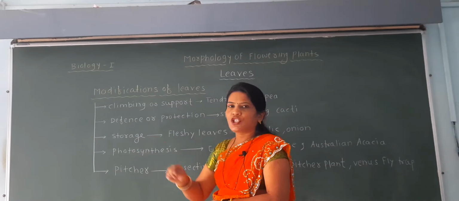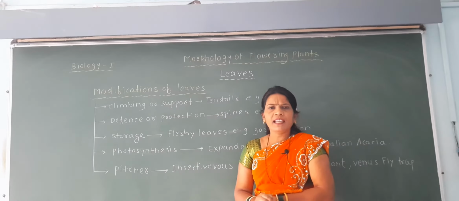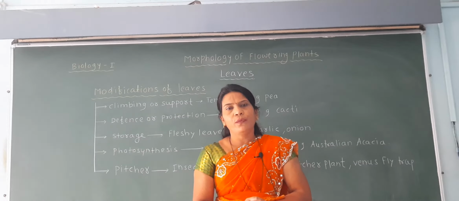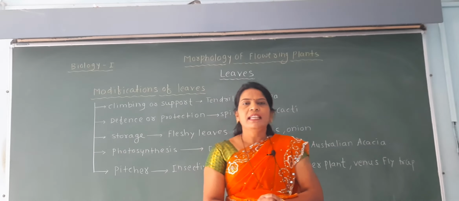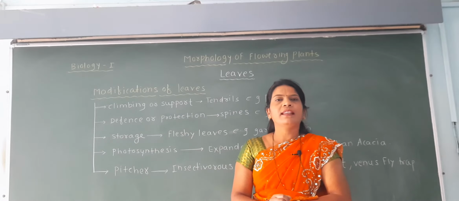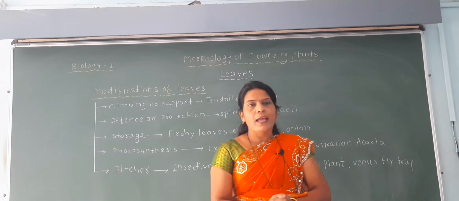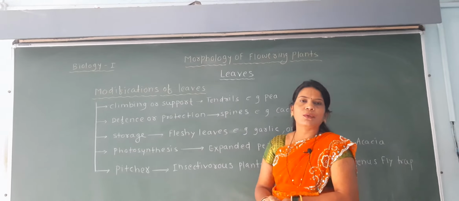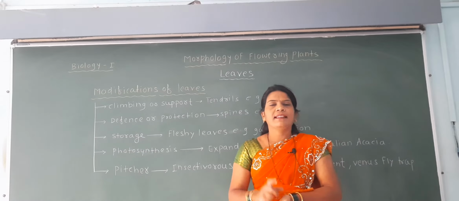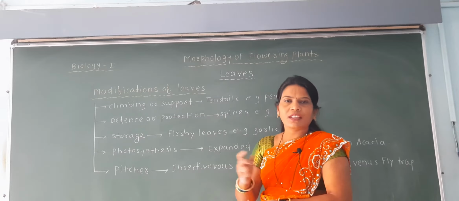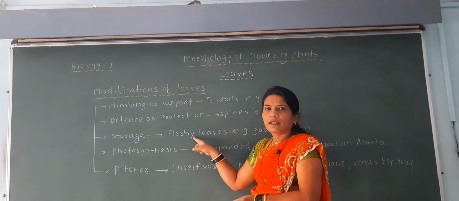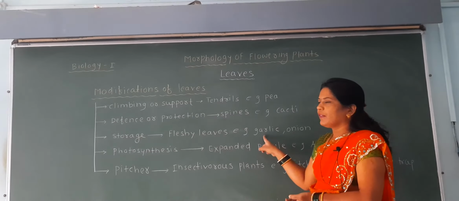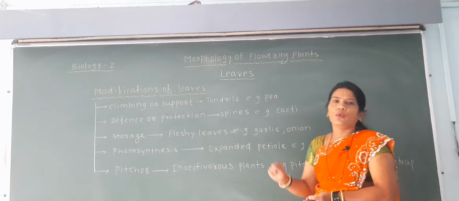Then third, storage. Storage means what? Here in the root part we have seen that there are some roots which store food. Examples that we have seen are radish, beet, and carrot. Like that, in the stem also, and in leaves also, some leaves are modified and they store food instead of doing other functions. That particular type of leaves are called fleshy leaves. Examples given are garlic and onion.